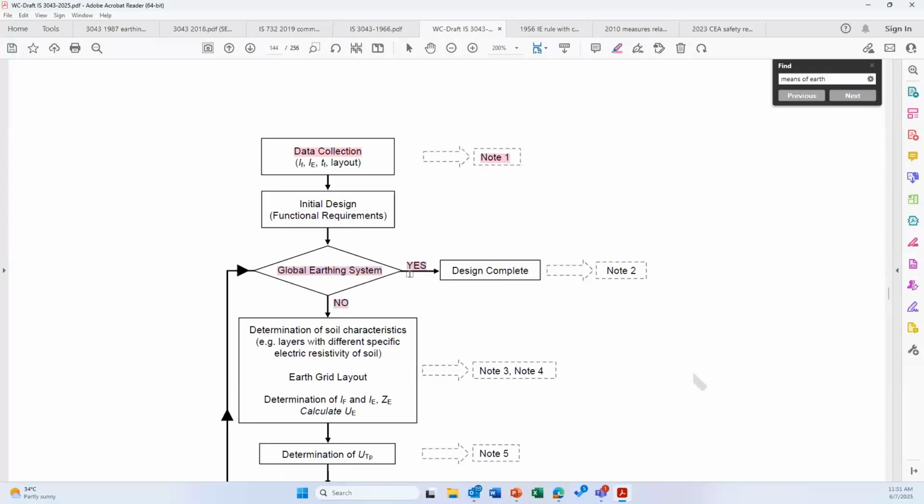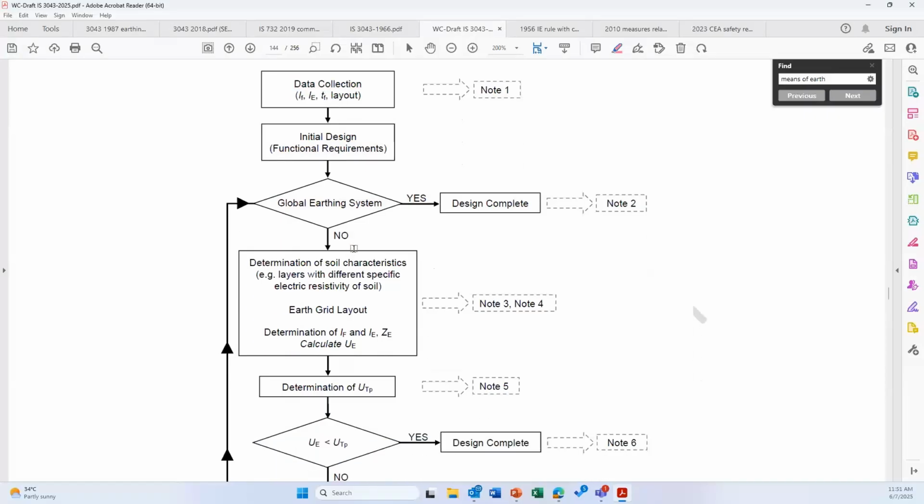Then we go to the global earthing system. Yes, design complete. Note 2. So if you are making a global earthing system, then your job is done. Very simple. What exactly is a global earthing system? I will show you in the definition.